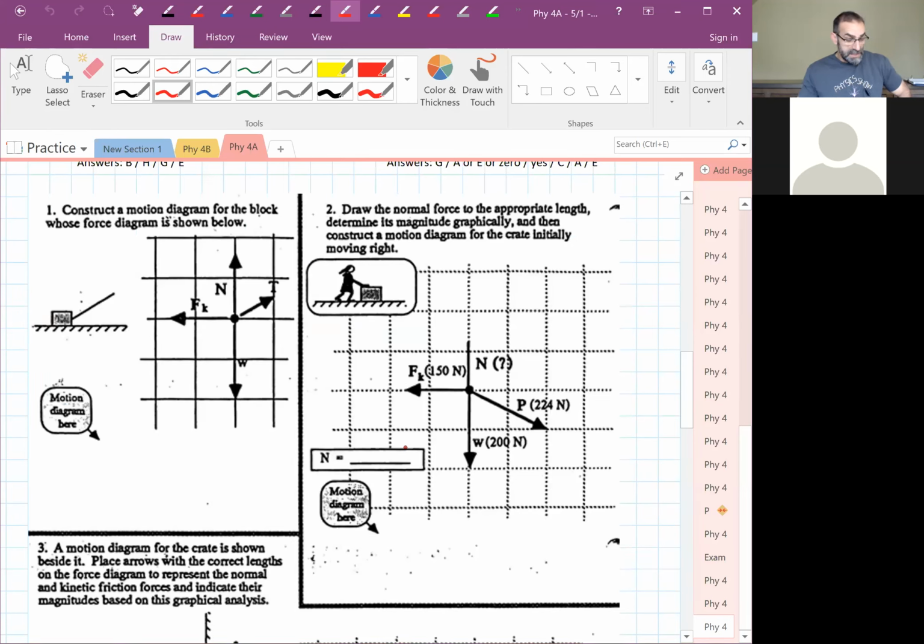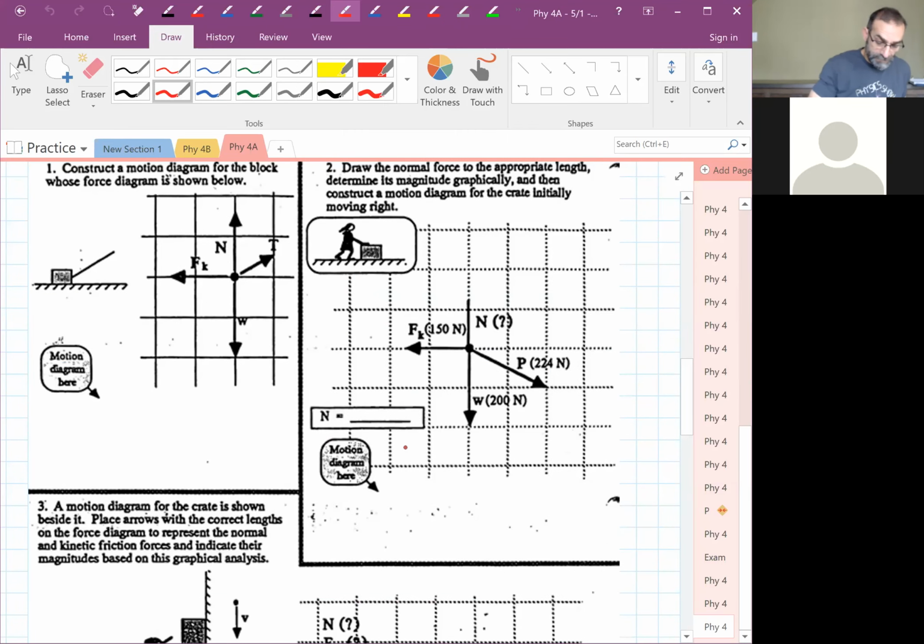All right, so this is the sheet that we were doing last time. We did the first part here, number 1, and came up with the motion diagram. Something like that, right? And so maybe you had a chance to go and look at those and try some of these others. So let's go through and do a couple of these.